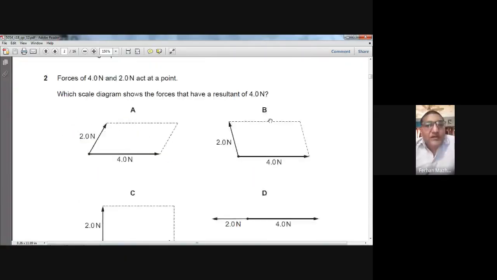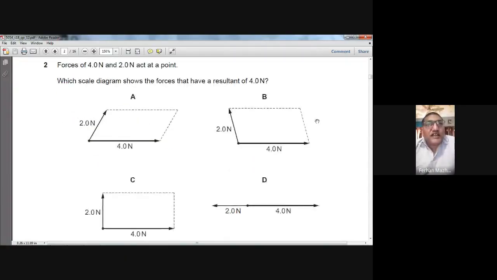Okay. On your screen, we have question number 2. Forces of 4 Newton and 2 Newton act at a point. Which scale diagram shows the forces that have a resultant of 4 Newton? You see here we have two forces and we want to find out their resultant. And he says the resultant should also be 4. So take a scale and measure with how much length this 4 is represented.